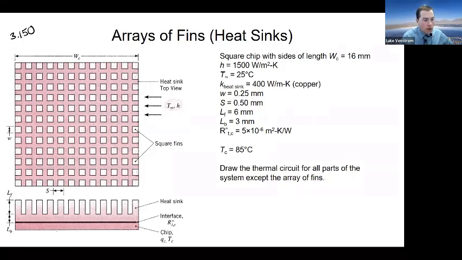So this is the chip down here at the bottom. We want to maintain it at some temperature or below that temperature in order to make sure it works, and we're given that temperature. This whole thing is all one big temperature T_C, and that T_C is given to us as 85°C.